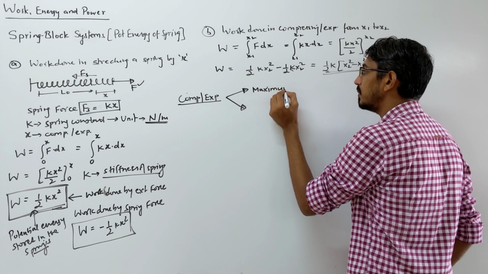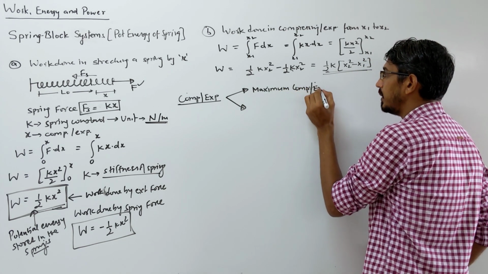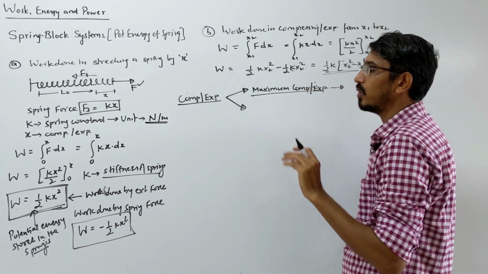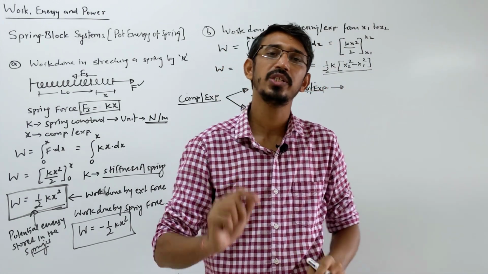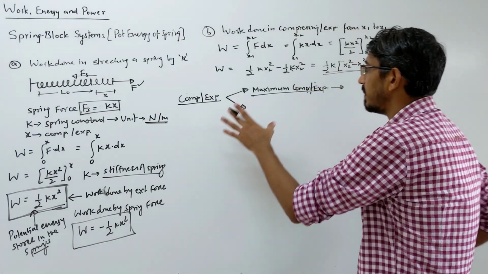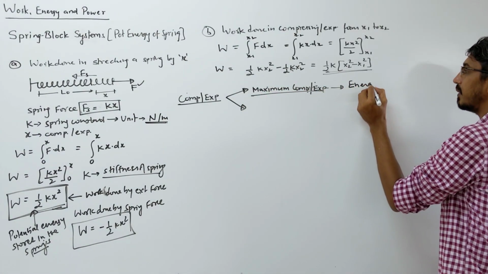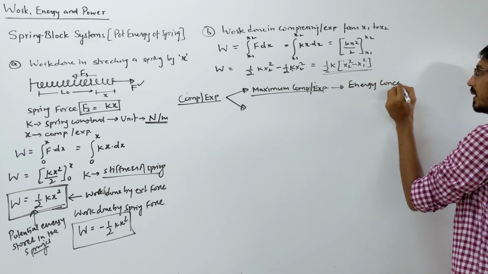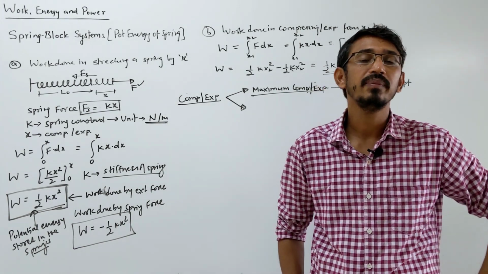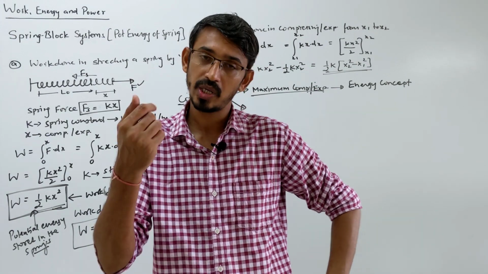In a question, what will they ask you? Maximum compression or expansion. If they use the word maximum, then in order to answer that question you always have to use the energy concept, because the energy concept gives the maximum compression. So if they ask for maximum compression in any case, you write your energy concept, like conservation of energy, to get the answer. I will give a lot of examples on this.